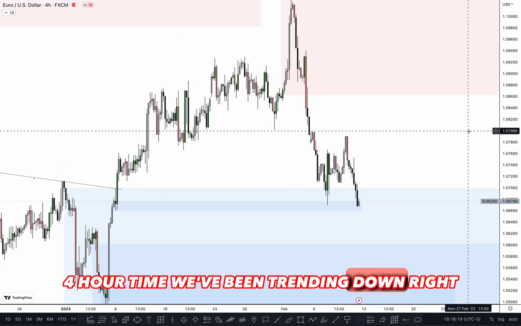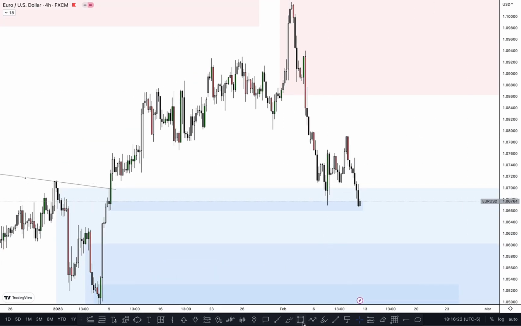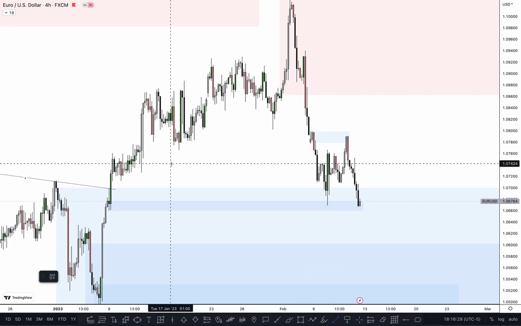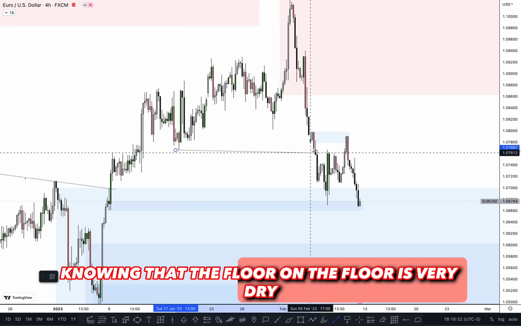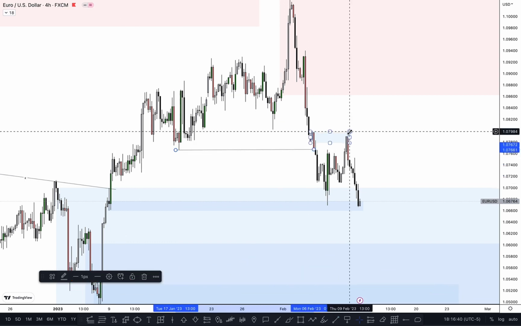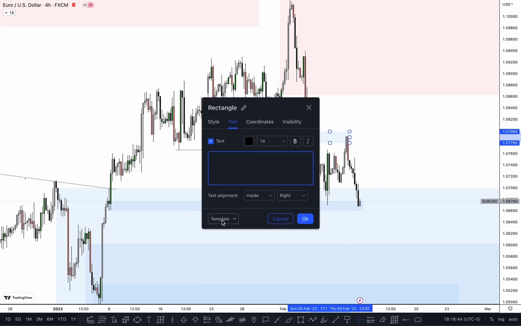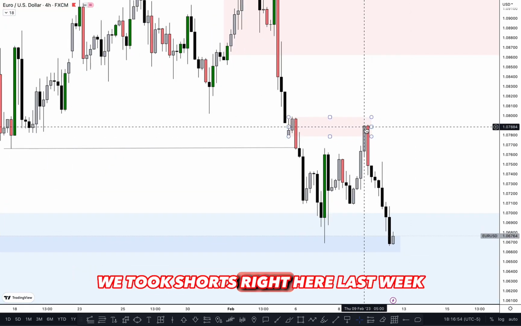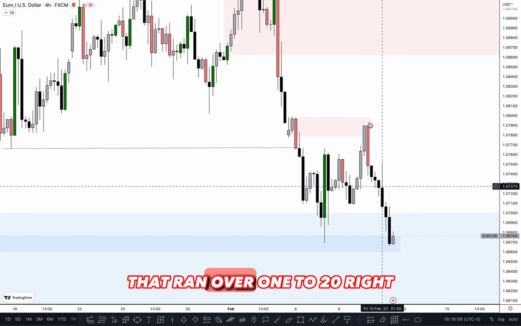On the 4-hour time frame, we've been trending down, right? We had a reaction to this zone, and then we made our way back up to this supply zone here, knowing that the 4-hour order flow is bearish, right? This 4-hour supply zone took out this low, and also this low, and also that low. So prior to the market getting there, we could agree that that was a strong 4-hour zone, right? And that's actually where we took shots. We took shots right here last week that ran over 1 to 20, right?